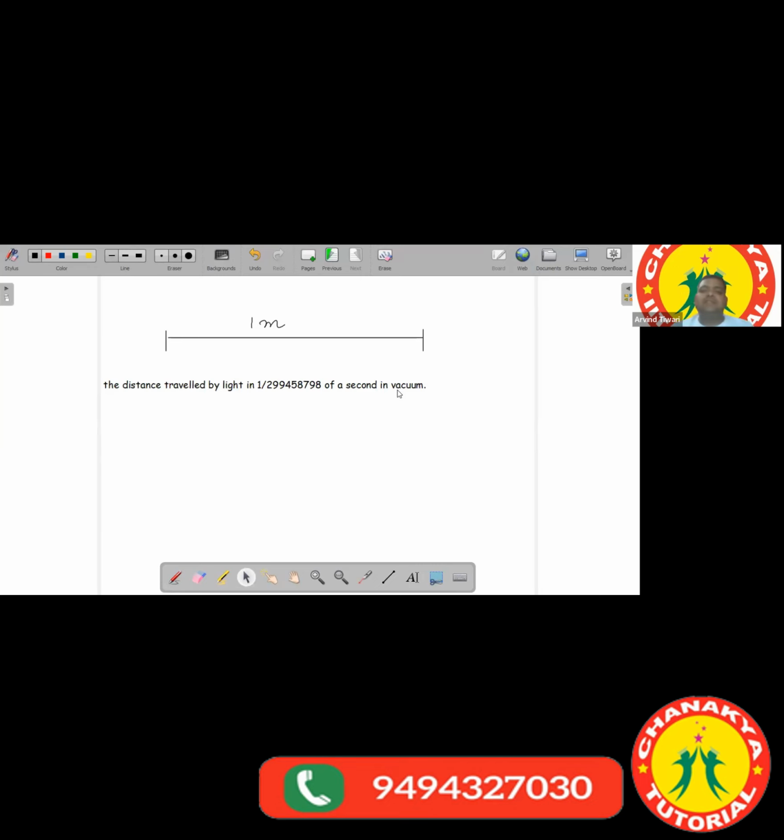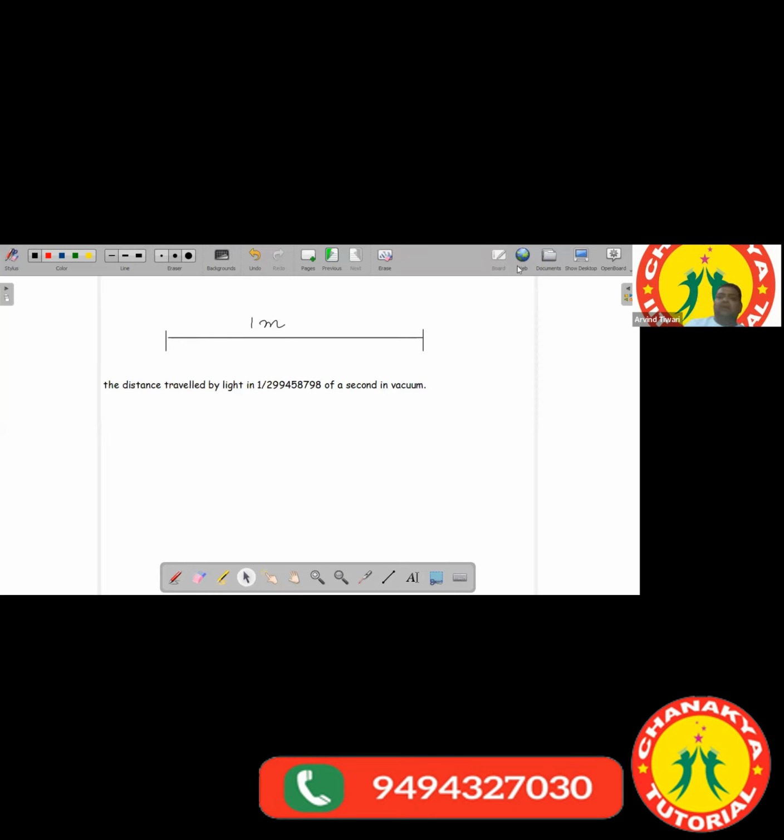Okay. So the distance traveled by light in this much of a second in vacuum. The speed of light is constant in vacuum, and in this much of a second, whatever distance the light travels, to that distance we will call 1 meter. So this is the distance traveled by light in 1 over 3 into 10 to the power 8 of a second, right? So this much distance will be 1 meter.